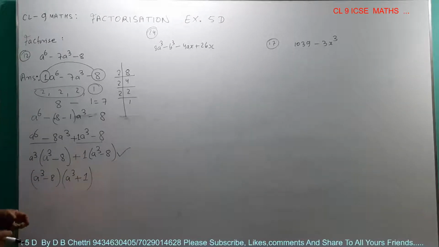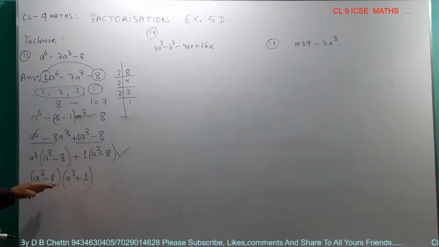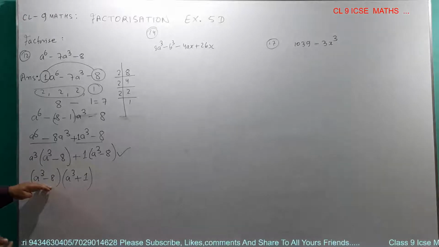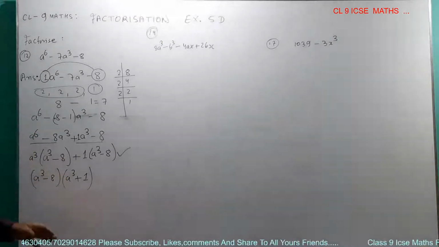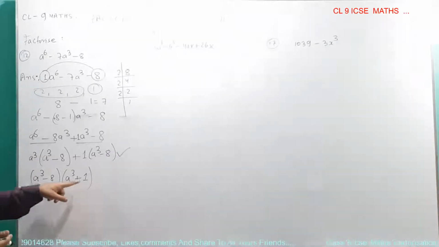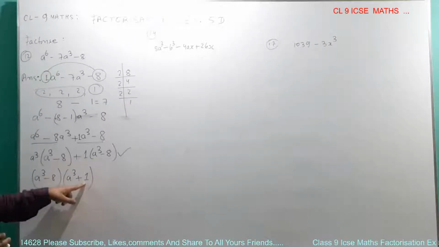Now once again check it. If it is possible to convert into formula, then convert into formula form. If possible, then convert into formula, then use the formula to factorize it. Let's try. 8 is the cube of 2. Then 1 is the cube of 1. That means we can convert into formula.